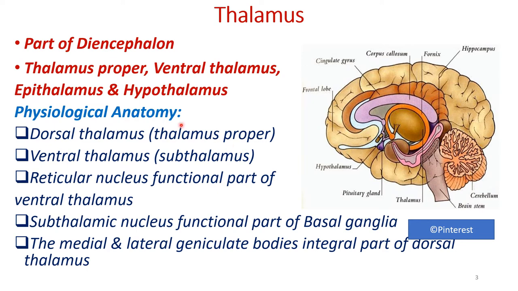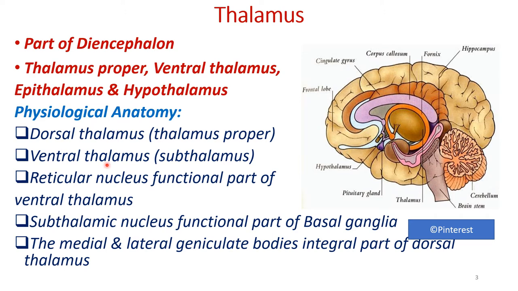Now, before going further, you need to have certain points into consideration. You should think about the physiological anatomy. So before going to the physiological anatomy, a few points you should understand and remember. What are those few points? That the thalamus proper, the dorsal thalamus, which we earlier labeled as dorsal thalamus, is now called the thalamus proper. That is, whenever we say thalamus, it means we are talking of dorsal thalamus. So we don't say dorsal thalamus now, we say just thalamus.